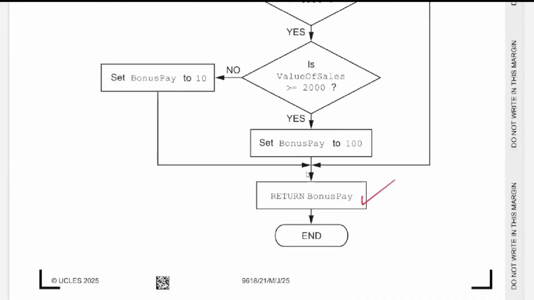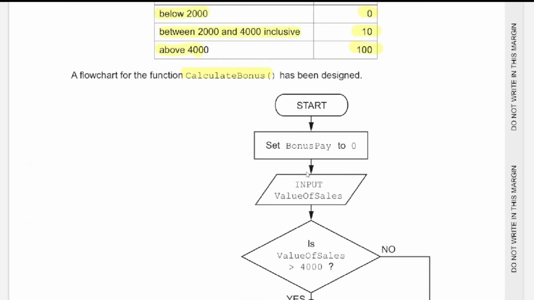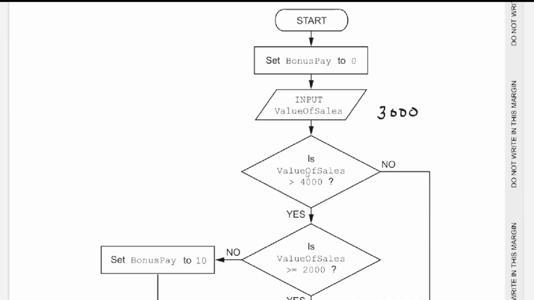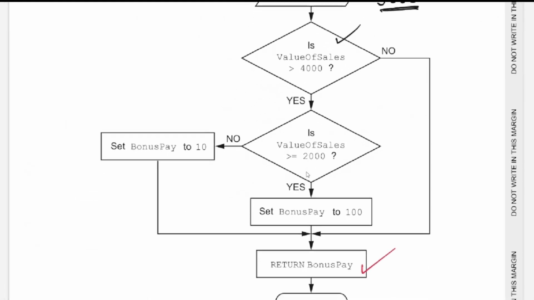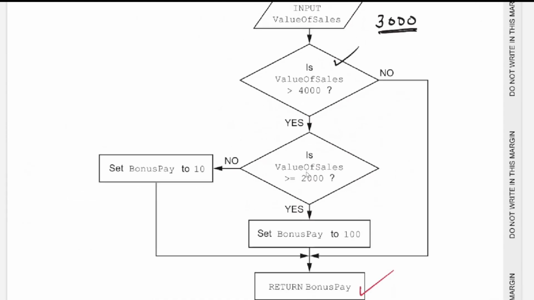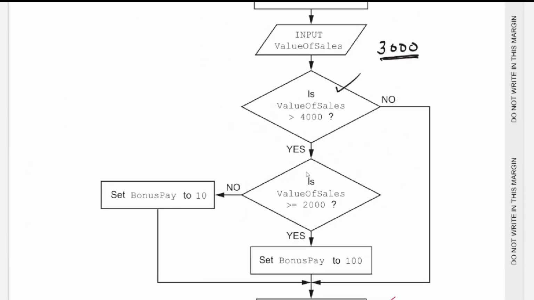So the reason here is that if you see when the bonus is input, like if I enter here the input value of sales, if for example it is 3000, now you see this condition is not letting this 3000 meet the condition. So when you enter the 3000, it will go to no and it will return the bonus pay, which is actually 0. So even for the 3000, the bonus pay is not being set to its right value. Only if you enter, let's say, 4500, then it is coming to yes, and then it is setting it to 10. So for the 4500, it is incorrect. So basically this is not correct.